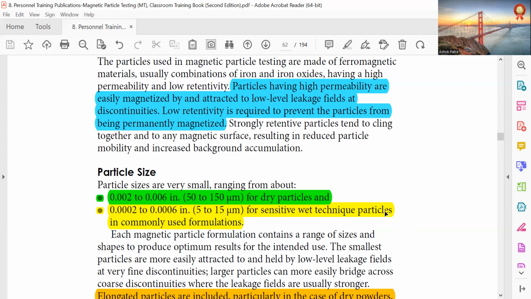So these are good for fine discontinuities. These are good for outside, high temperature, and subsurface discontinuity with HWDC. These are dry powder, these are wet powder.